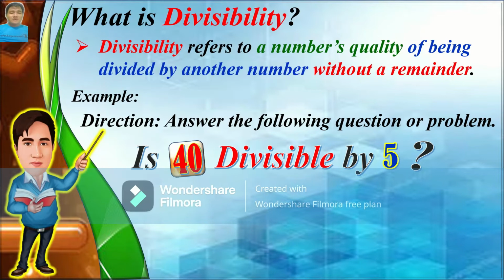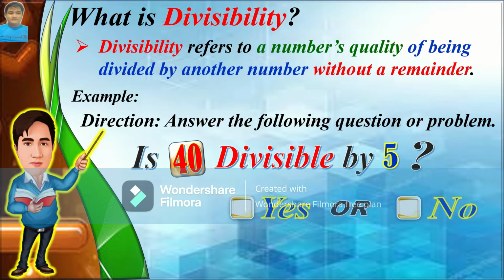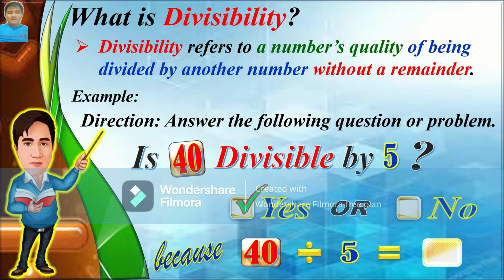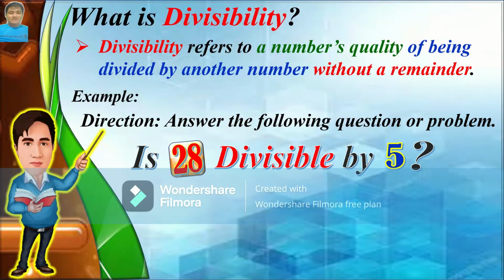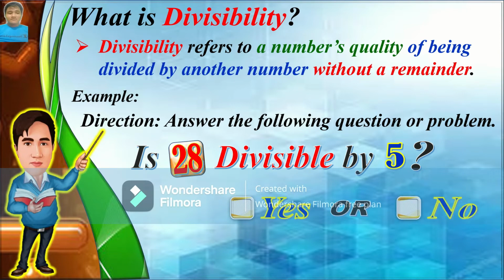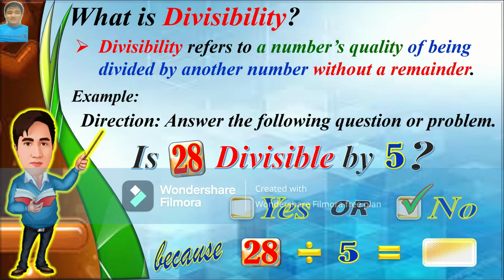Okay, very good. What about this one? Is 40 divisible by 5? Or can you divide 40 by 5 without remainder? Yes or no? Excellent. The answer is yes, because 40 divided by 5 is exactly equal to 8. Next, is 28 divisible by 5? Or can you divide 28 by 5 without remainder? Yes or no? Excellent. The answer is no, because 28 divided by 5 is equal to 5 remainder 3. Very good.